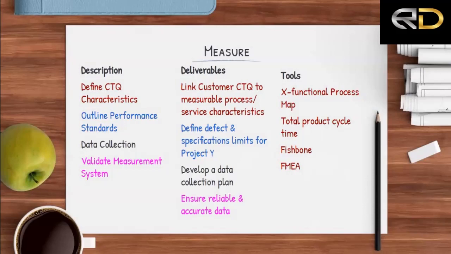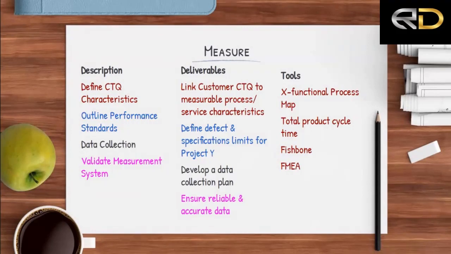In other words, you're going to link what exactly the customer wants from you to a certain stage within the process or within your customer journey. And the tools at your disposal are a cross-functional process map, a product cycle time, a fishbone, and you can use a failure mode and defect analysis.